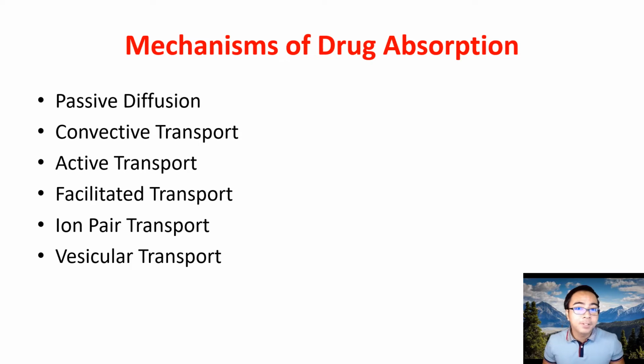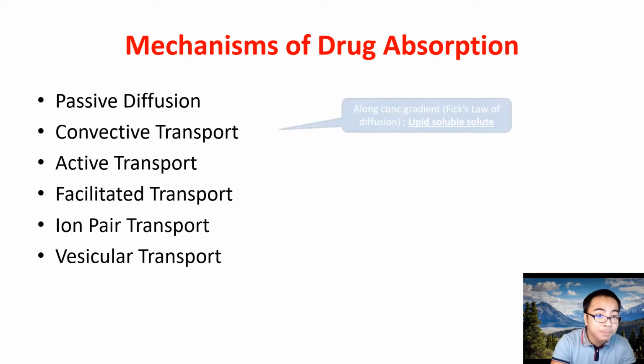Now, what are the various mechanisms of drug absorption? How are drugs being absorbed? So we're talking about absorption here. We have six mechanisms, class, where a drug can be absorbed. First one is passive diffusion.